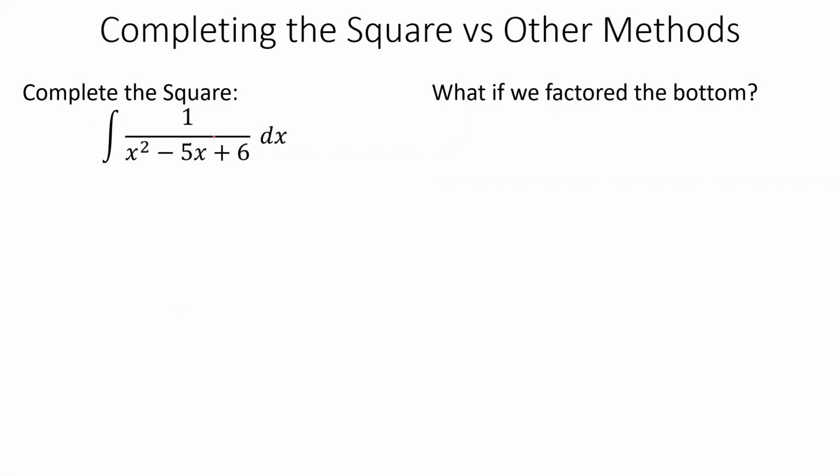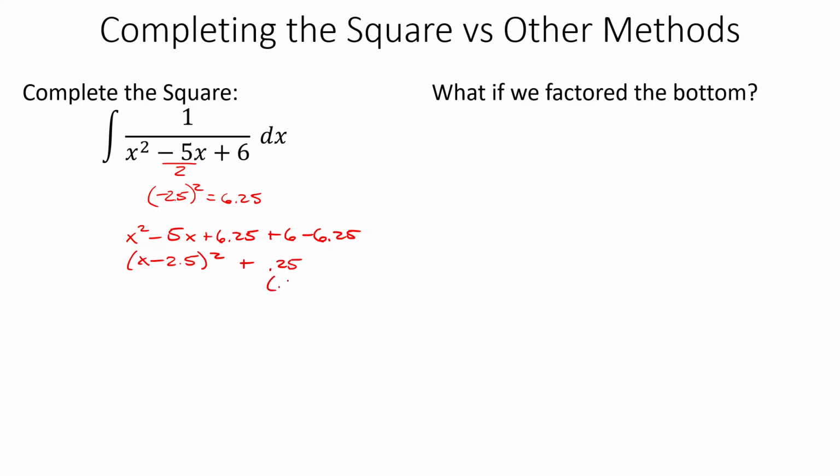So we could solve this integral by completing the square, but it's not going to be fun or pretty because we'd have to divide this -5 by 2, and we get -2.5, and we'd be squaring that, which is what, 6.25? So we'd have x squared minus 5x plus 6.25 plus 6 minus 6.25. So this would be x minus 2.5 squared plus 0.25, which is the same thing as a half squared. So now we have perfect squares on the bottom.